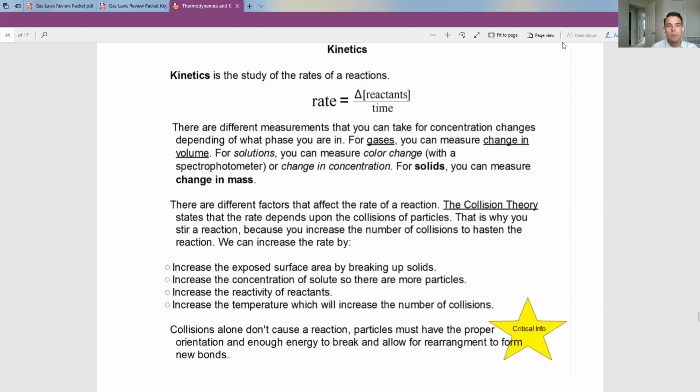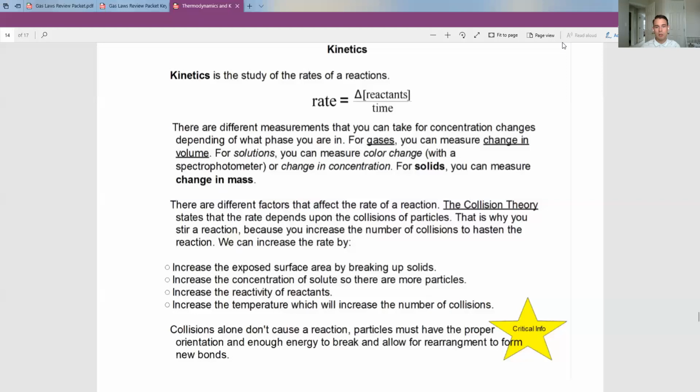We are going to talk about kinetics today. So what is kinetics? It's the study of the rate of a reaction. So how long does it take for a reaction to go? Rate, like anything, is going to be a change in something over time. When we talk about kinetics, we look at the change in the concentration of reactants over time.